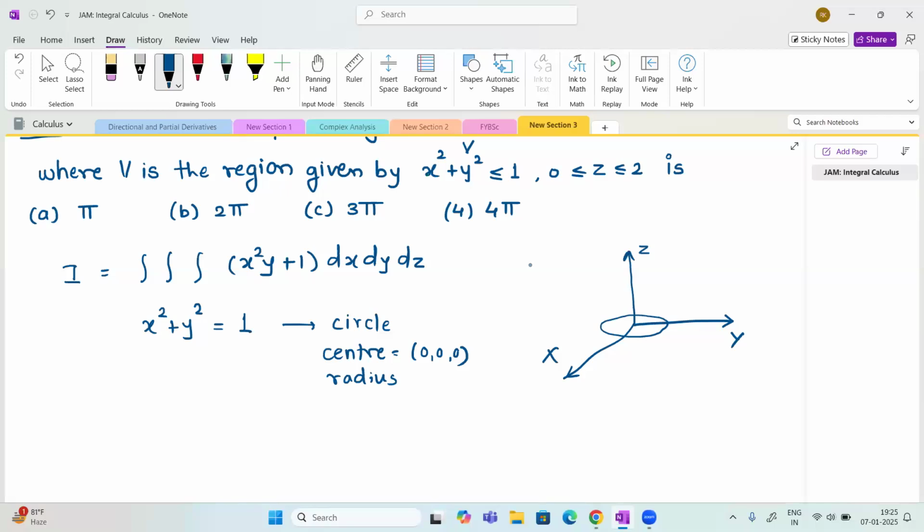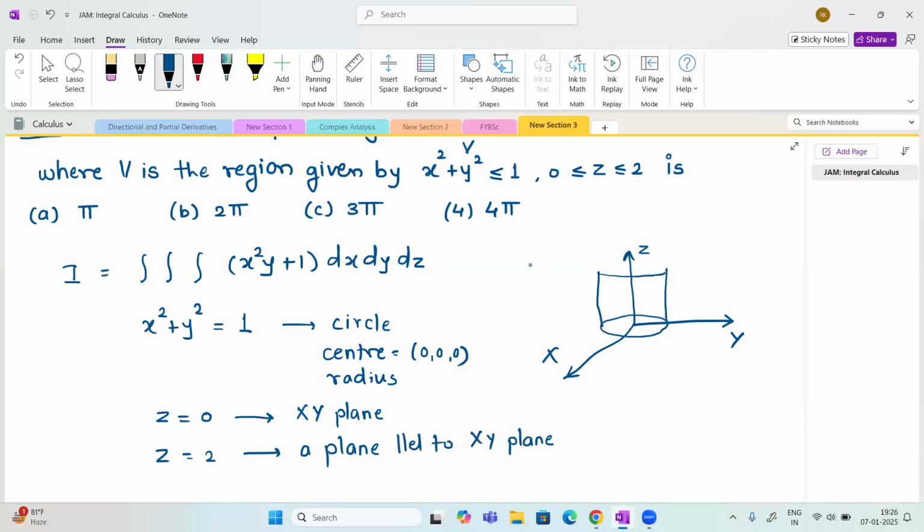Okay. So let us consider the next inequality. We have this one, but I will replace it by equality. So first I consider z is equal to 0. Z is equal to 0 means what? It's the xy plane. So z is equal to 0 indicates the xy plane, and z is equal to 2 means a plane at height 2 on the z-axis. It's a plane parallel to the xy plane. Am I right? Yes, sir. It cuts the z-axis at point 2. So that means actually we get a cylinder here having height 2. Getting? Yes, sir. We get a cylinder here, right?